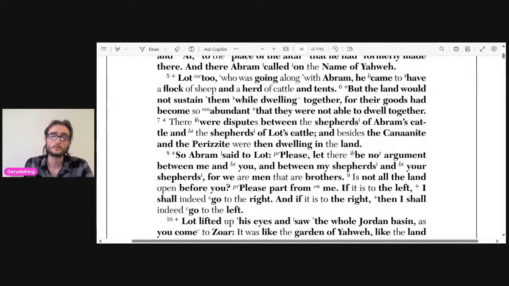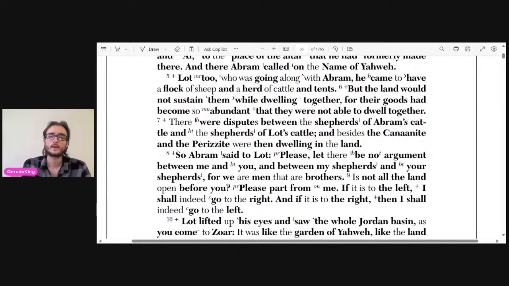He came to have a flock of sheep and a herd of cattle and tents. But the land would not sustain them while dwelling together, for their goods had become so abundant that they were not able to dwell together. There were disputes between the shepherds of Abram's cattle and the shepherds of Lot's cattle, and besides, the Canaanite and the Perizzite were then dwelling in the land.